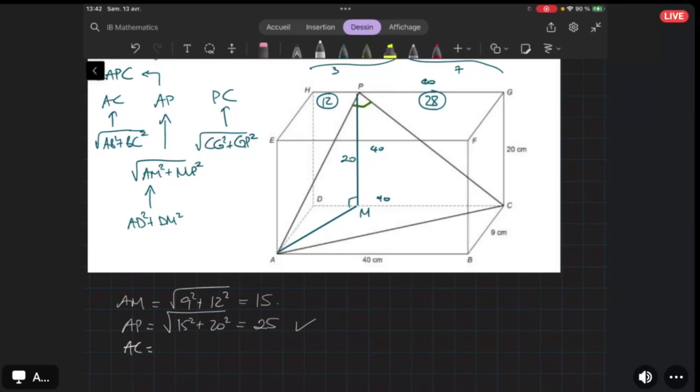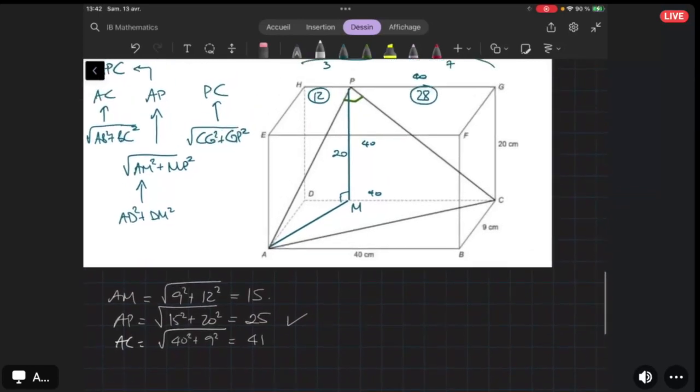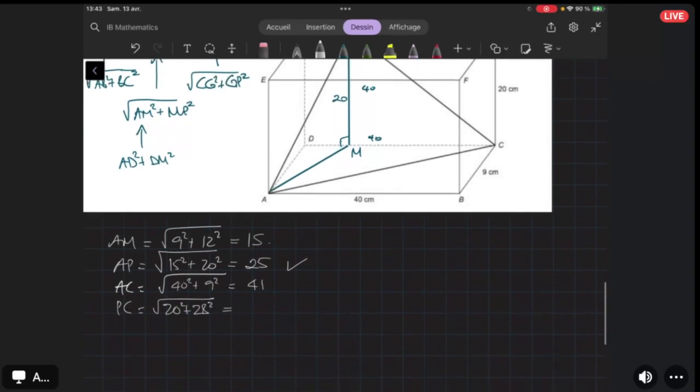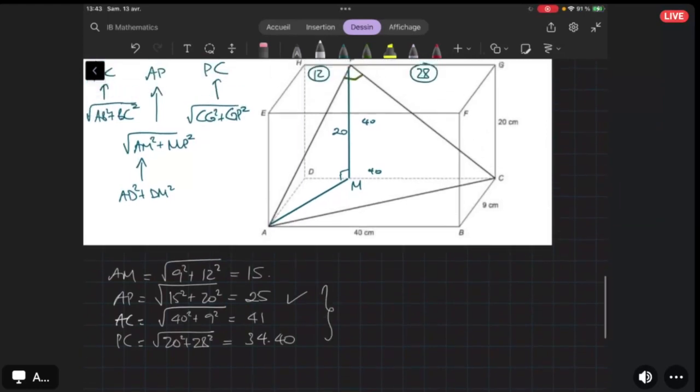AC, we know that's going to be root of 40 squared plus 9 squared, or 41. PC, we know that's going to be a root of 20 squared plus 28 squared, which is, hold up. Yeah, unfortunately, this one is a bit ugly. 34.4. And yes, then we're going to use the cosine rule.